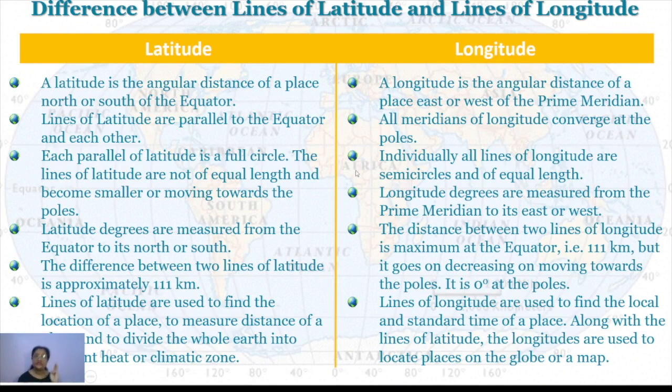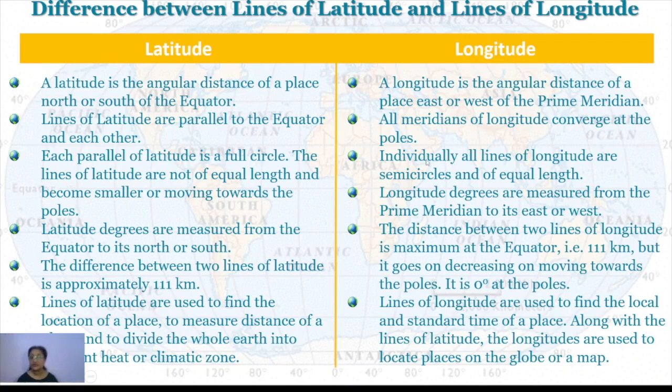Third point, each parallel of latitude is a full circle, right? They are actually forming a complete circle. So all lines of latitude are not of equal length. And as we move from the equator towards the 2 poles, the size, or the length, of these lines of latitude decreases.